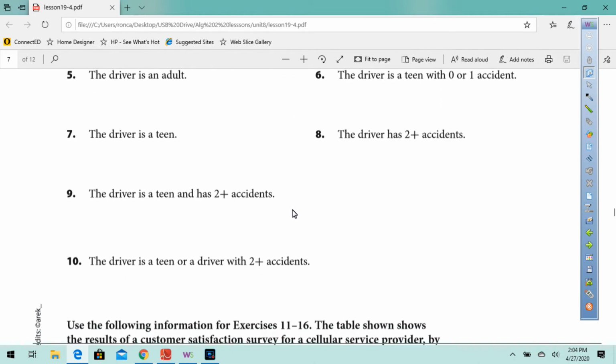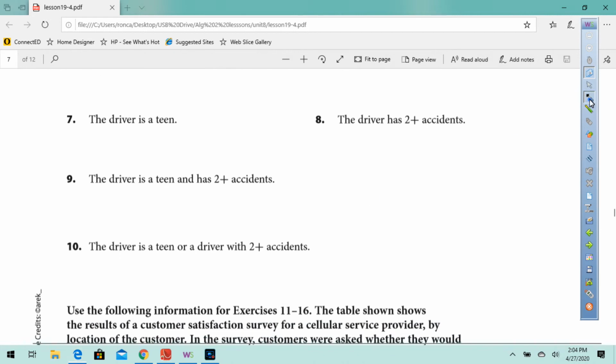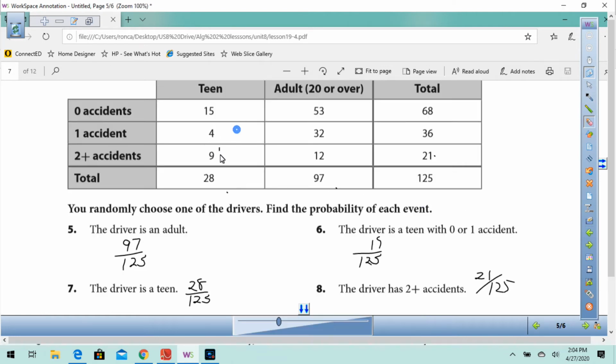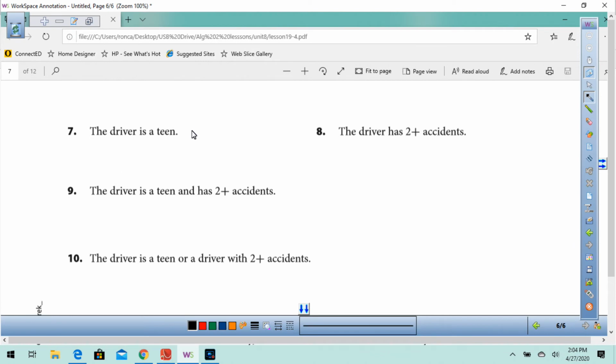What about number 10? The driver is a teen or a driver with 2 plus accidents. Let's see, let's go back. Teen, there are 28 teens, right? So we'll leave it right there. We got 28 over 125.